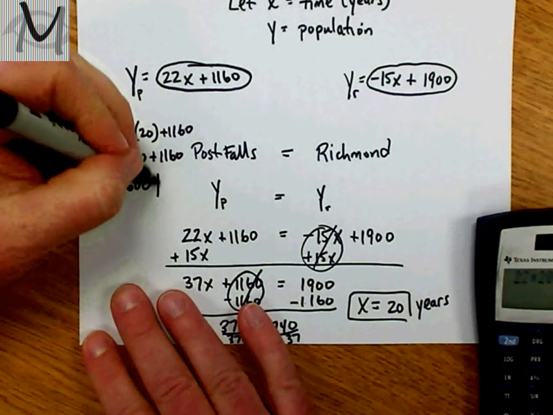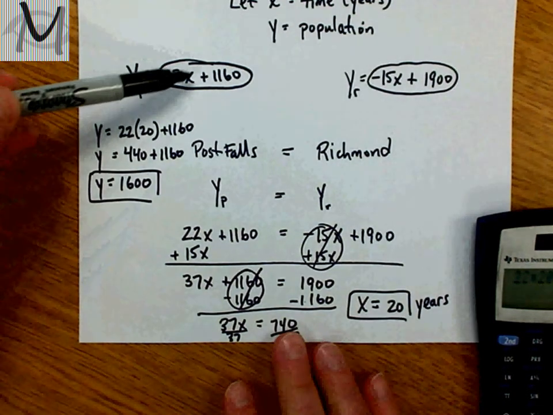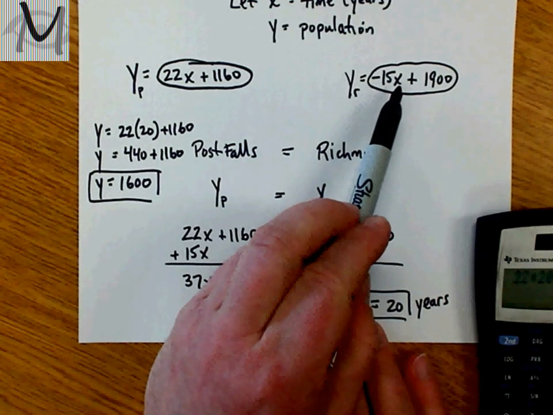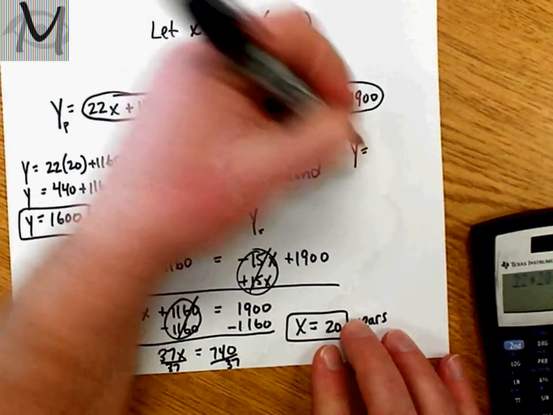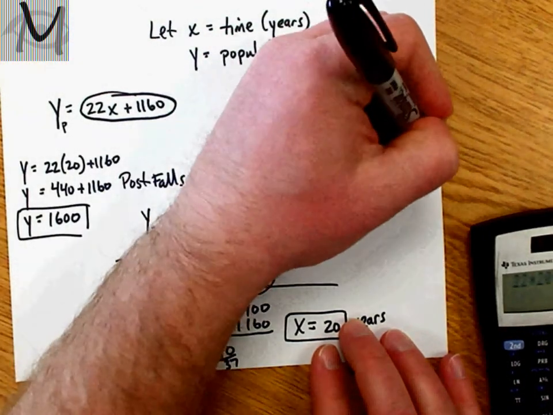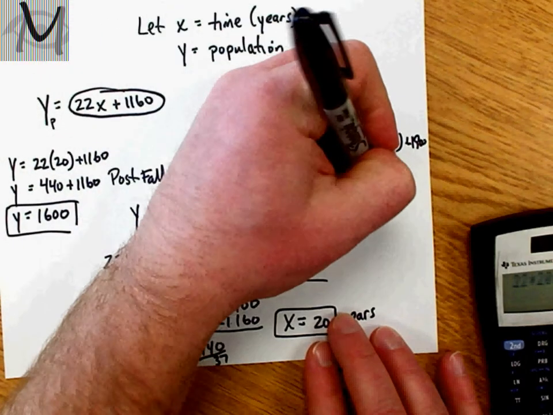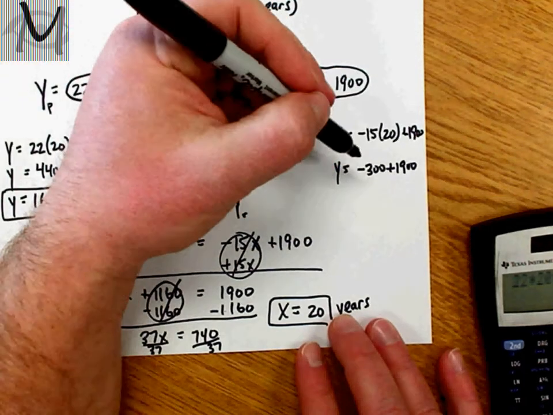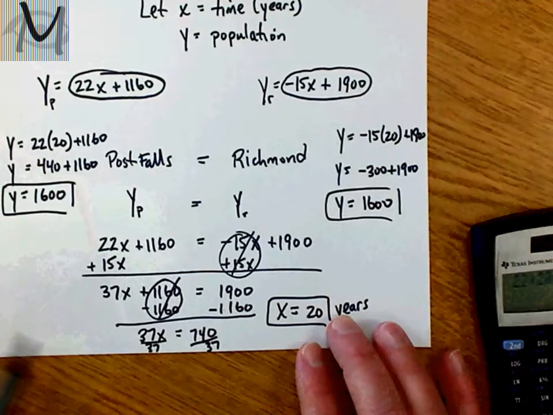Now, to be safe, that says what Post Falls will have. If I plug 20 right here and I also get 1,600, then that really makes me feel better that I did the problem right. So negative 15 times 20 plus 1,900. Negative 15 times 20 is negative 300. 1,900 plus negative 300 is 1,600. So that is added proof that we did this right.